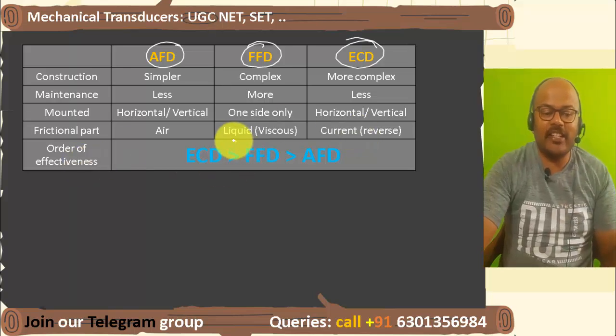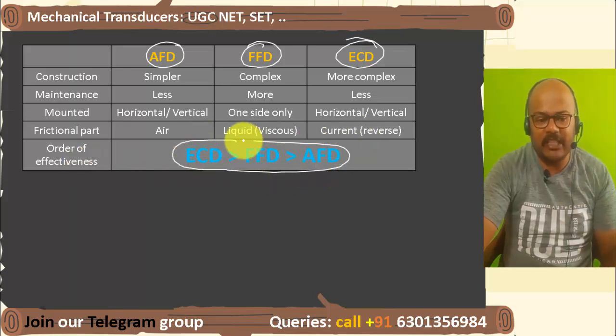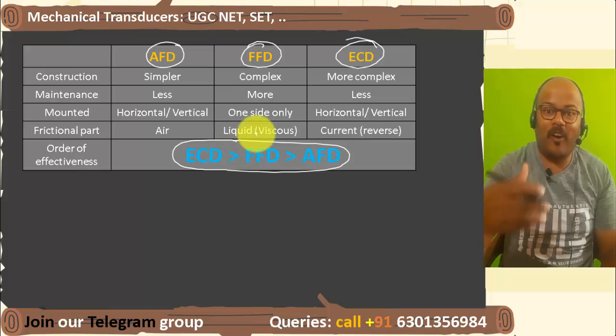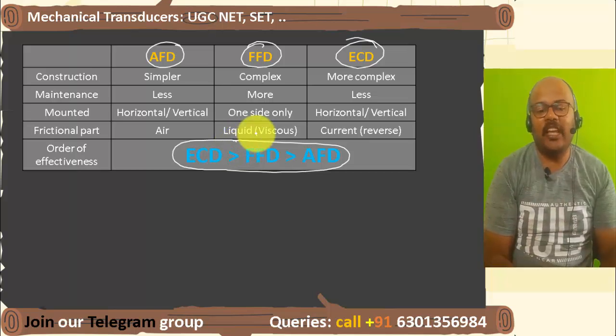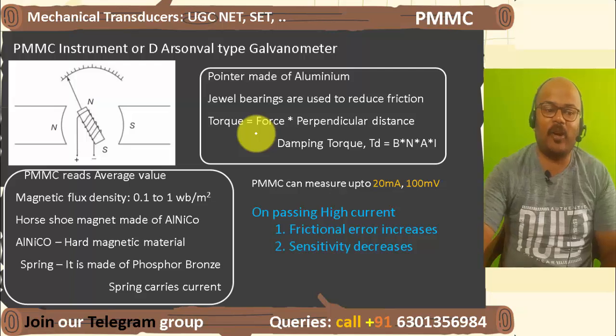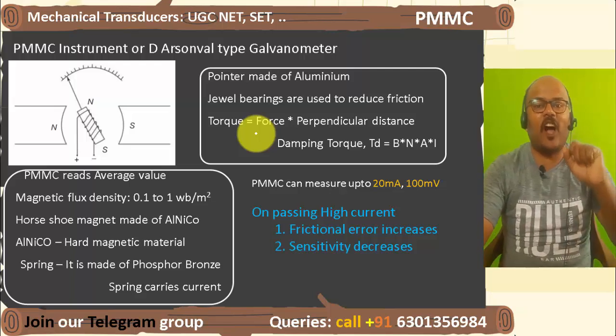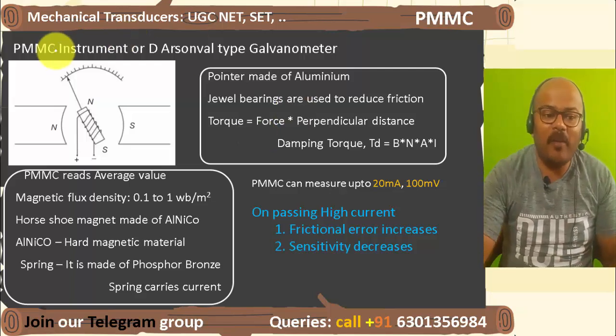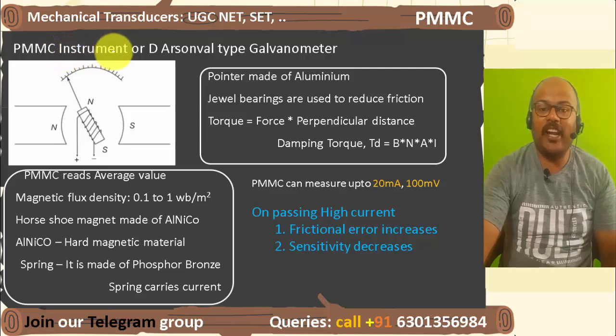Order of effectiveness, eddy current damping is very much popular or the best one when compared to air friction damping. Eddy current damping is very much better when compared to air friction damping. Very, very important. Now, let us talk about a PMMC, permanent magnet moving coil, or it is also referred as a d'Arsonval type galvanometer.